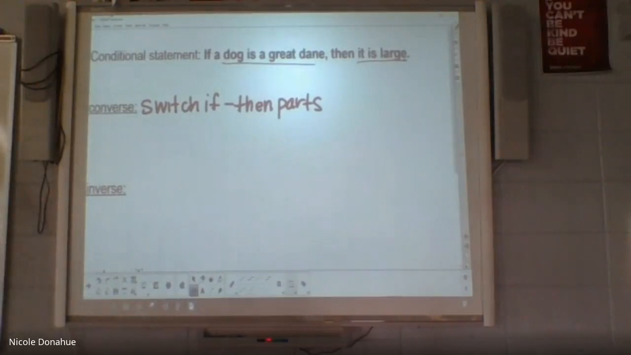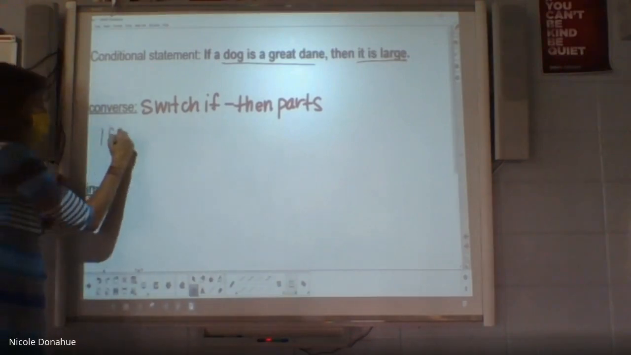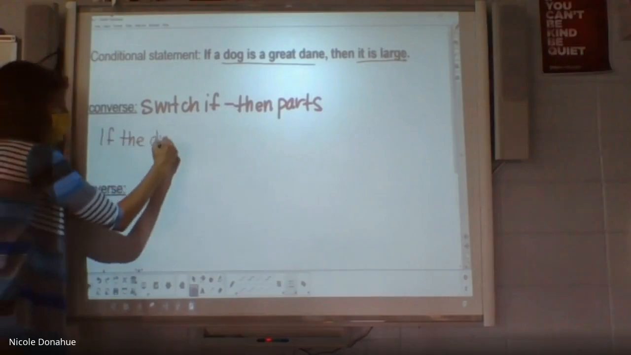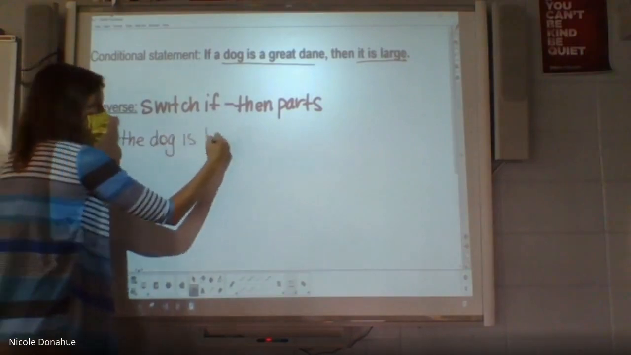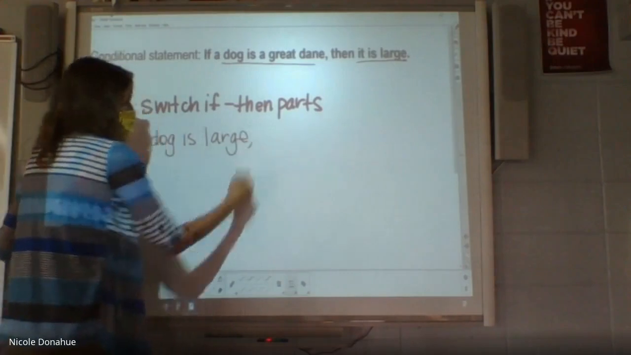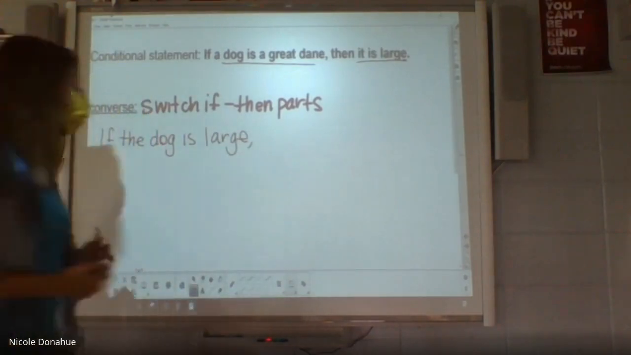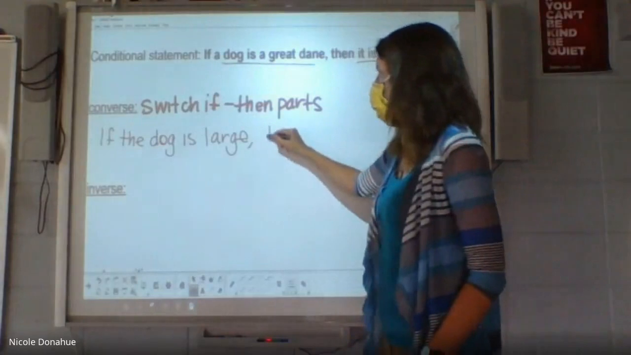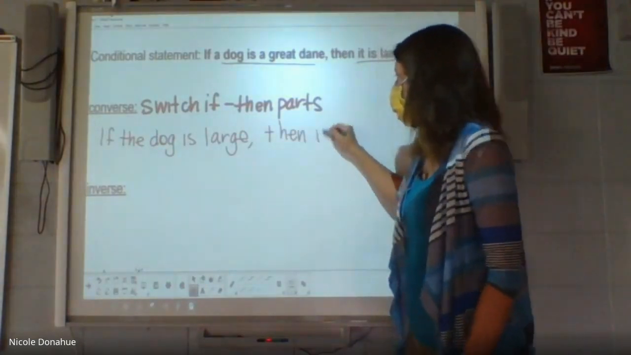Sometimes, in order to sound like a proper English speaker, you might want to switch where the pronouns are as well. So rather than saying if it is large, then the dog is a Great Dane, you might want to say if the dog is large. We're flipping the if-then parts. If the dog is large, then it is a Great Dane.